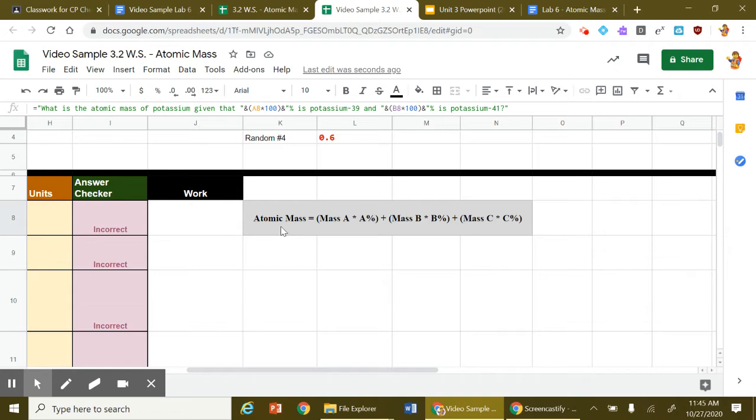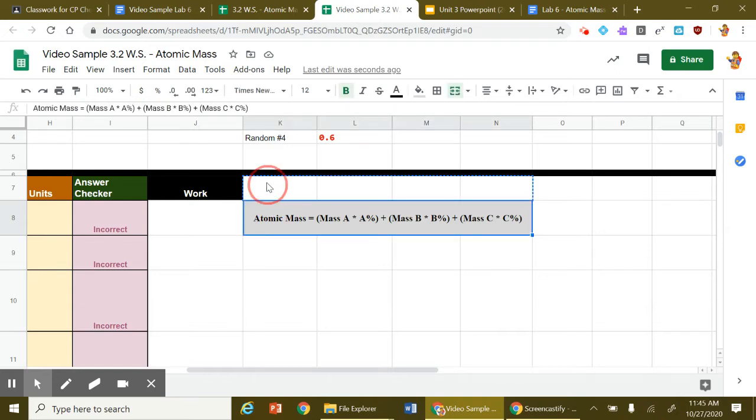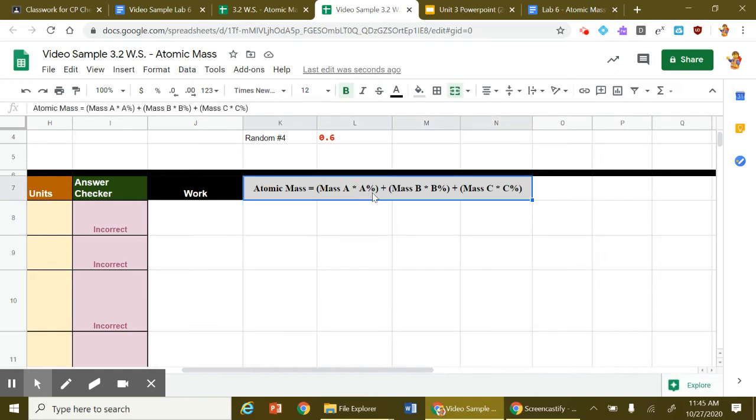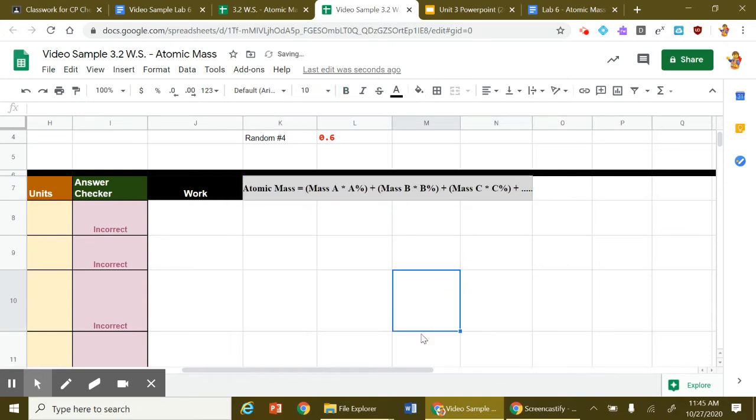The atomic mass equals, and I'm going to actually put this up here so it's a bit out of the way, the atomic mass equals the mass of the first isotope times its percent, plus the mass of the second isotope times its percent, plus the mass of the third isotope times its percent, and so forth, however many isotopes there are. If there's only 2 isotopes, then you only got 2. If there's 5 isotopes, you got to do this 5 times, and then you add it all together.